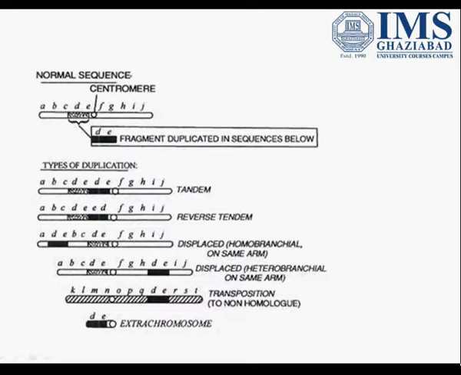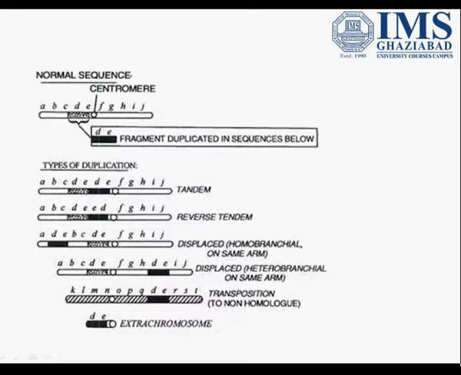Now there is the displaced duplication. In this particular picture, the displaced duplication is again divided into two aspects. One is called homobranchial, that is on the same arm. How will it happen? Come to the first figure, A, B, C, D, E. This is the normal sequence.